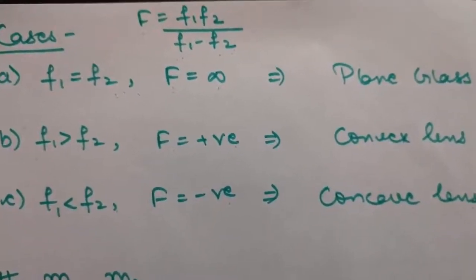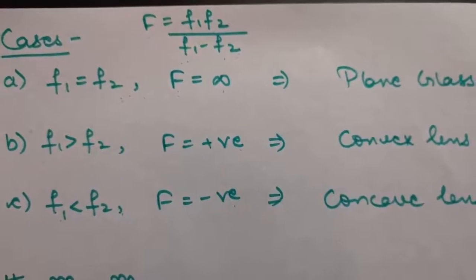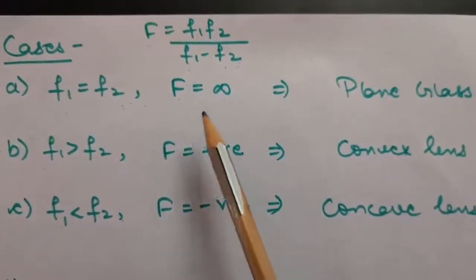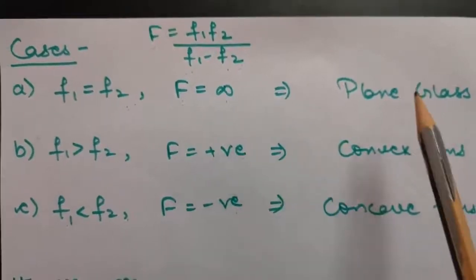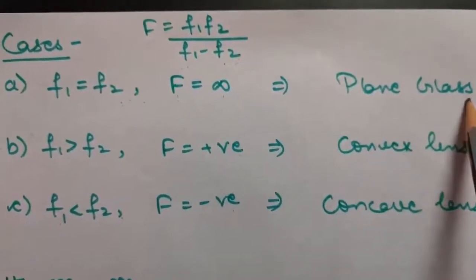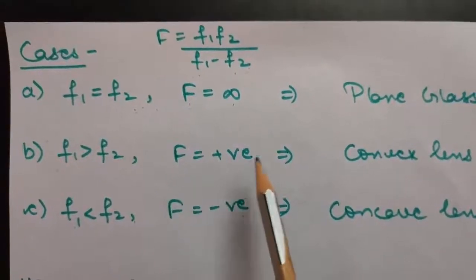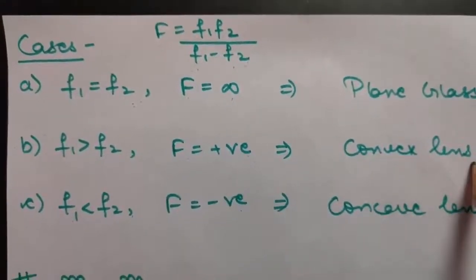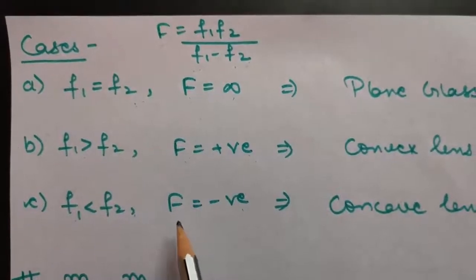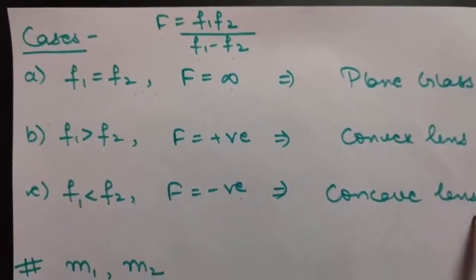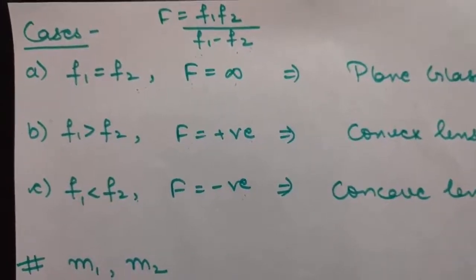So always remember, if you have a combination of a concave lens and convex lens, and the overall focal length is coming to be infinity, then that combination will act as plane glass. If the overall focal length is coming to be positive, then that will act as a convex lens. And if the overall focal length is coming to be negative, then that combination will act as a concave lens overall.